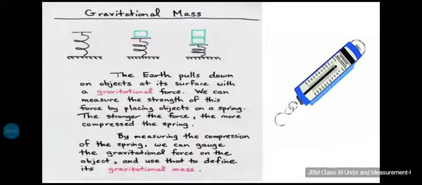Now talking about gravitational mass. The Earth pulls down on objects at its surface with a gravitational force. So we can measure the strength of this force by placing objects on a spring. The stronger the force, the more compressed the spring. By measuring the compression of the spring, we can gauge the gravitational force on the object and use that to define its gravitational mass. And obviously, for this purpose, we make use of a device called the spring balance that all of you might have used in your practicals in the laboratory.